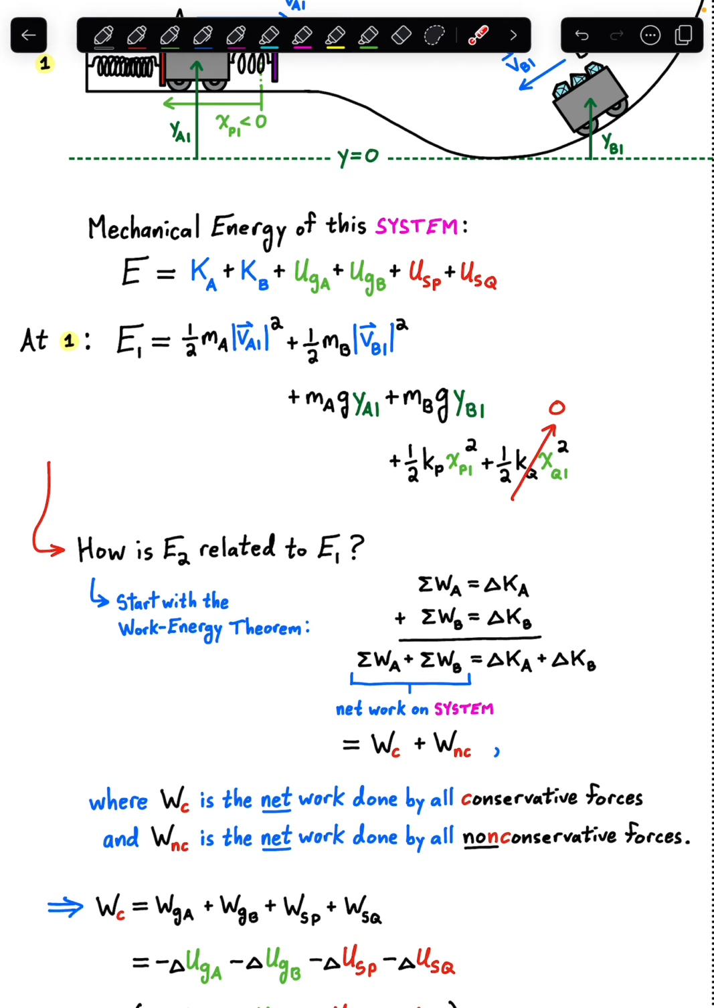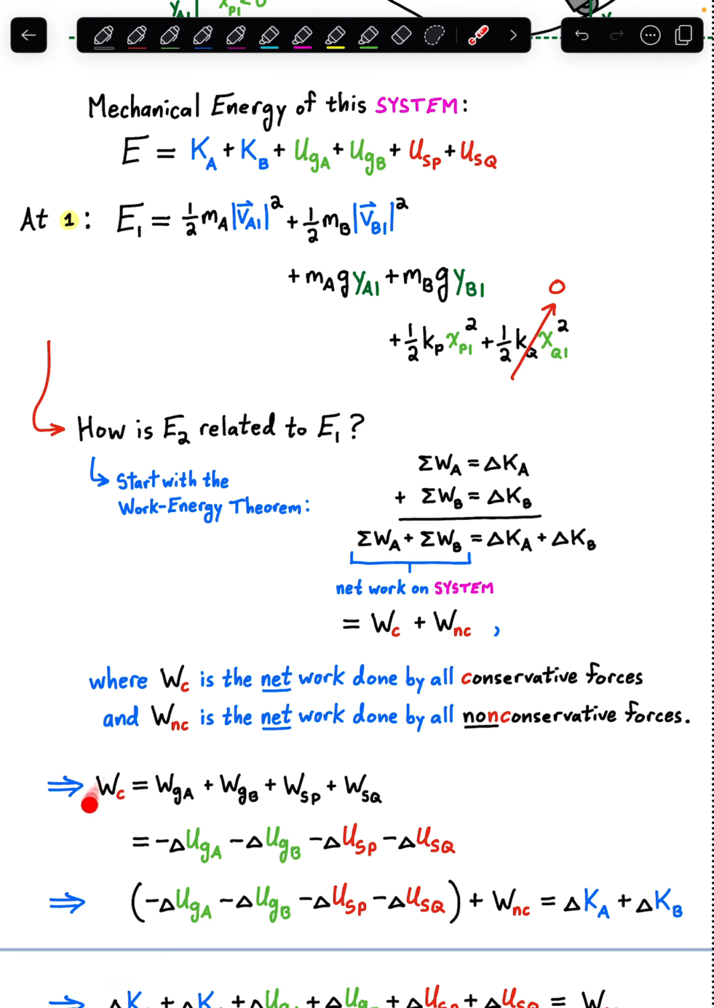Now, the net work on the system, I'm going to split into 2 categories. WC will represent the net work, even though I'm not using a capital sigma here to show a sum. WC we're going to understand to be the net work done by all conservative forces in the system. And WNC will be the net work done by all non-conservative forces in the system. So I'm splitting up all the work done into these 2 categories, the work done by the conservative forces plus the work done by the non-conservative forces.